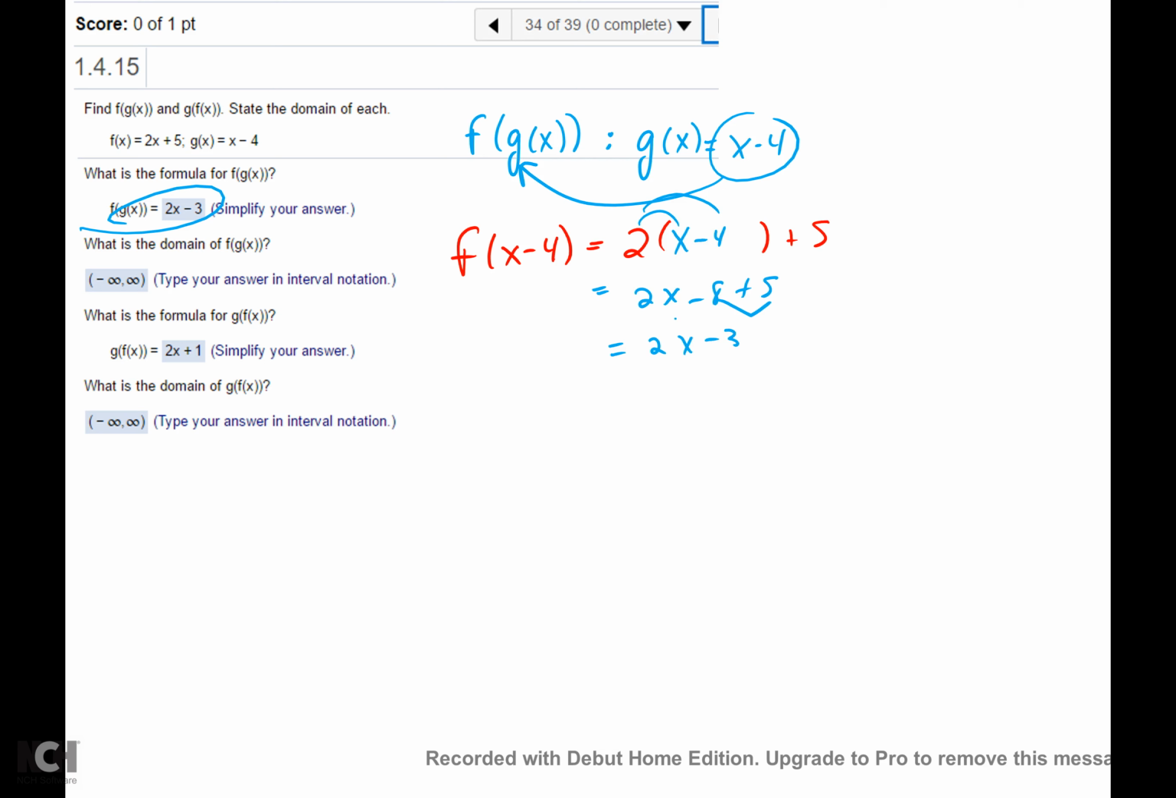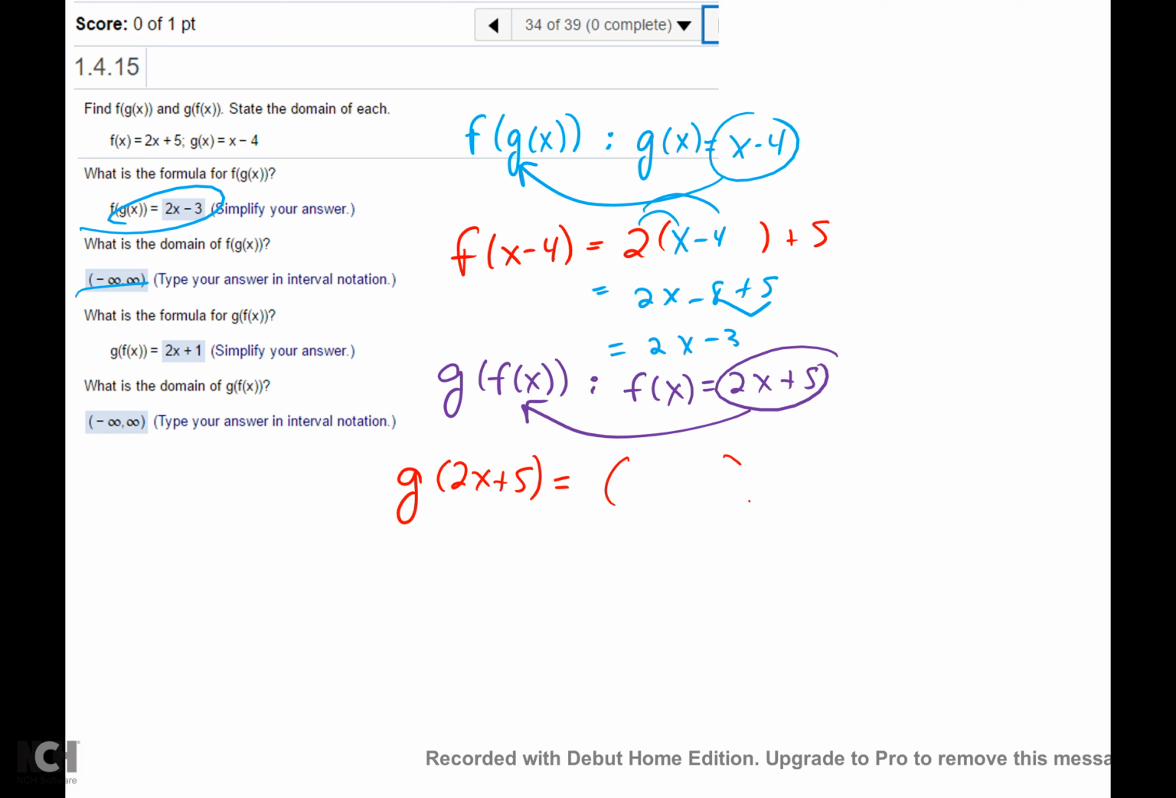Okay, in your domain, there's no drama, there's no radicals, there's no fractions with letters in the denominator. So your domain is going to be all real numbers. All right, to find g of f of x, I start with the f function, which says 2x plus 5, and I'm going to take that to g. So I'm going to find g of 2x plus 5. G says whatever you brought, subtract 4 from it. I brought 2x plus 5, so that gives me 2x plus 5 minus 4, which gives me 2x plus 1. G of f of x equals 2x plus 1. Again, no drama. So your domain is negative infinity to infinity.